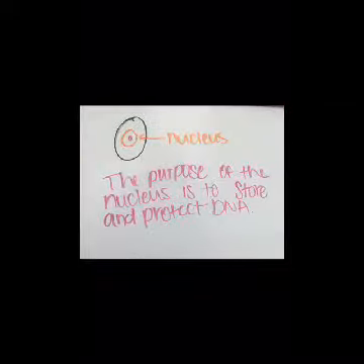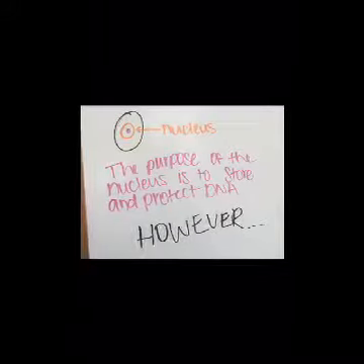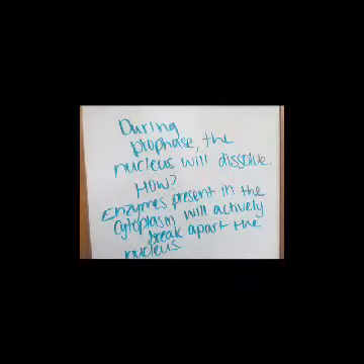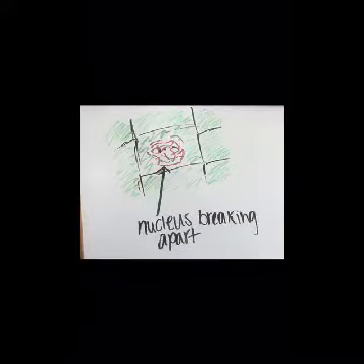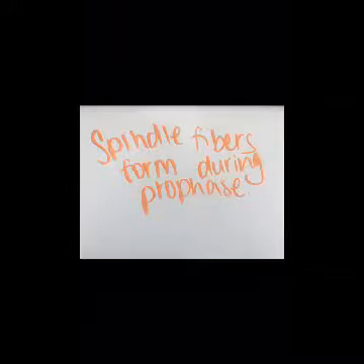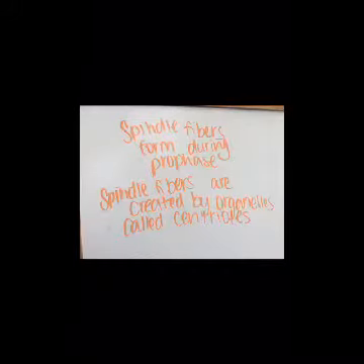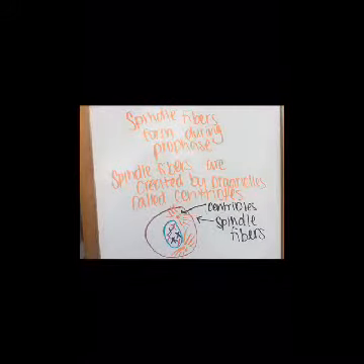Nucleoli. The purpose of the nucleus is to store and protect DNA. However, it is in the way. During prophase, the nucleus will dissolve. How? Enzymes present in the cytoplasm will actively break apart the nucleus. Here we have a nucleus breaking apart. Spindle fibers form during prophase. Spindle fibers are created by organelles called centrioles. See, we have a centriole and spindle fibers.